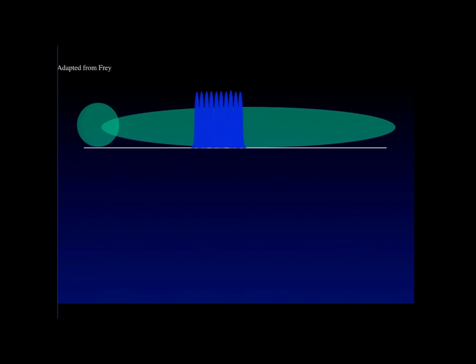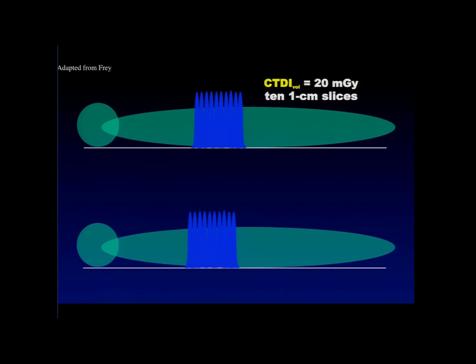Well, if I have a patient and I do 10 axial scans with a pitch of 1, so I don't gap any of the anatomy, and let's assume the CTDI vol is 20 milligray from 10 1 centimeter slices. Well, in a second case, I'm going to double the number of slices. Does that change the CTDI vol? How many think that changes the CTDI vol? No, it doesn't. CTDI vol stays the same.